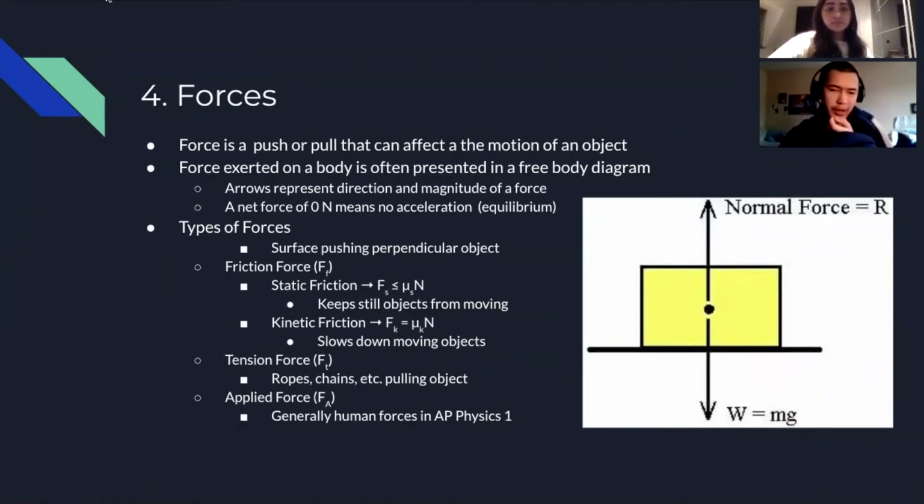Next, we talked a bit about forces. A force is a push or pull that can affect the motion of an object. Forces exerted on a body are often represented on a free body diagram. Arrows show direction and magnitude of a force, and a net force of 0 means there's no acceleration, or in other words, it's in equilibrium.